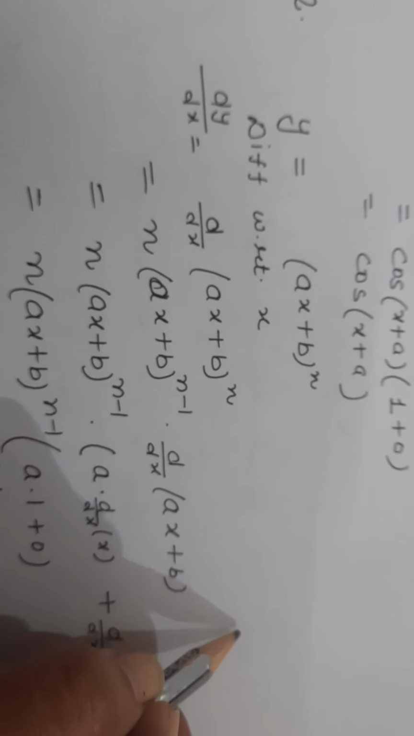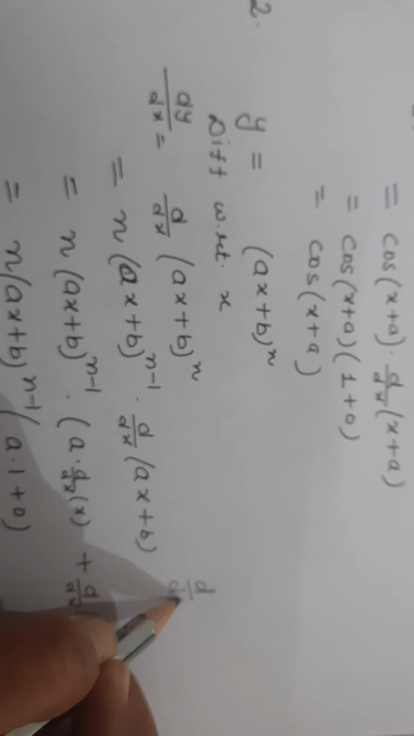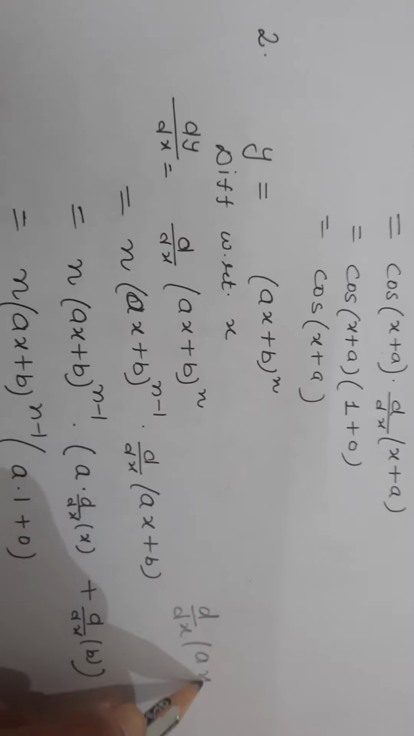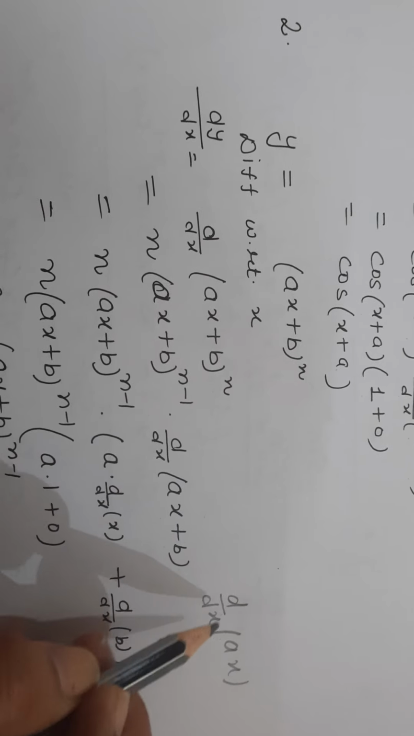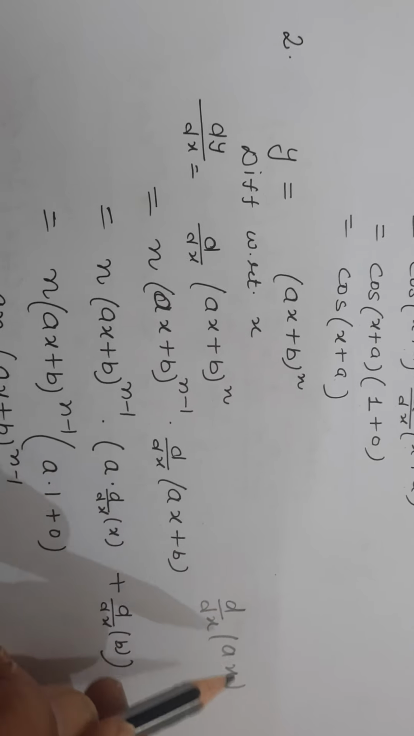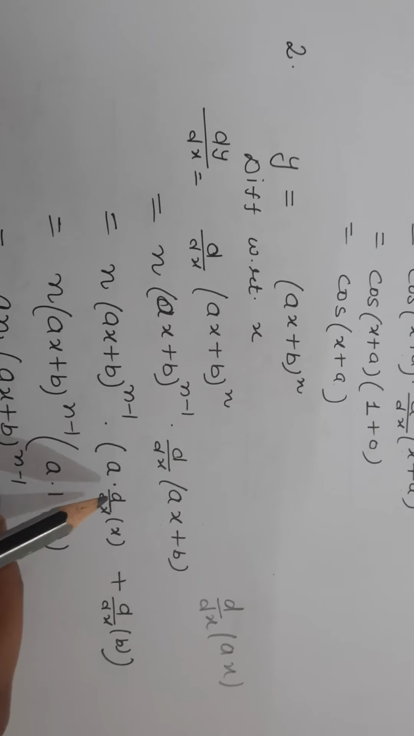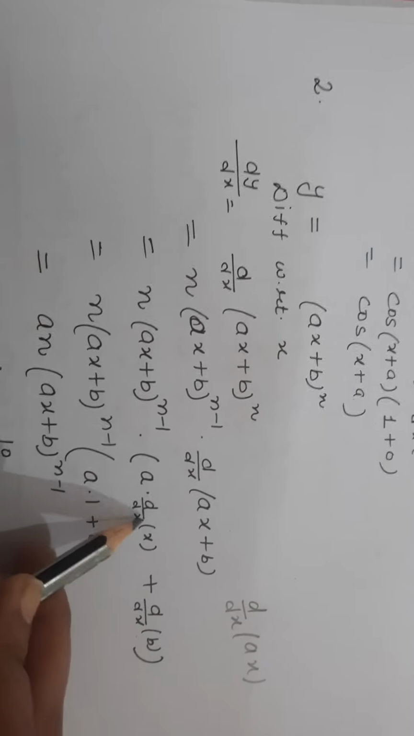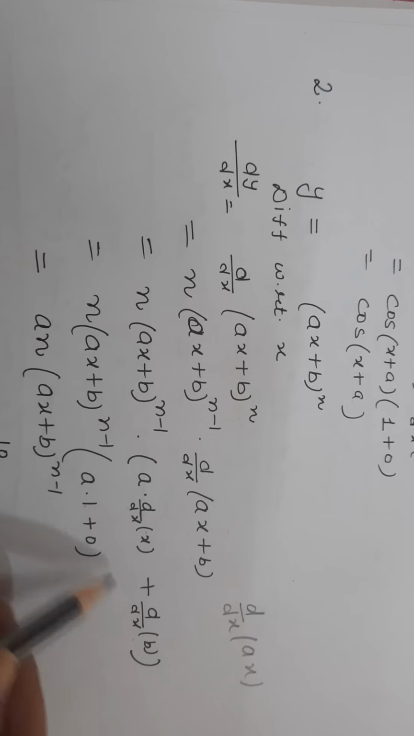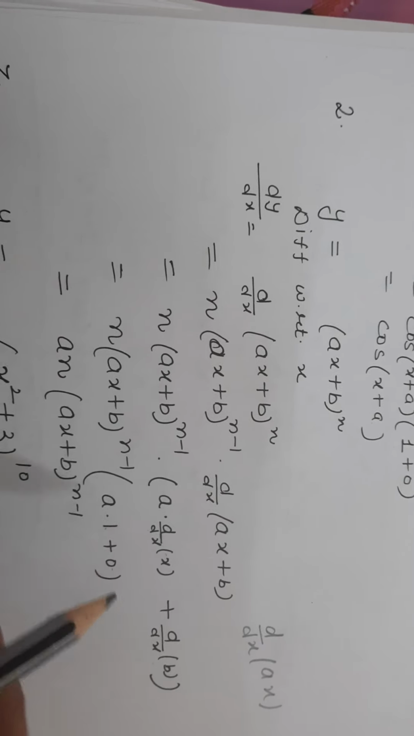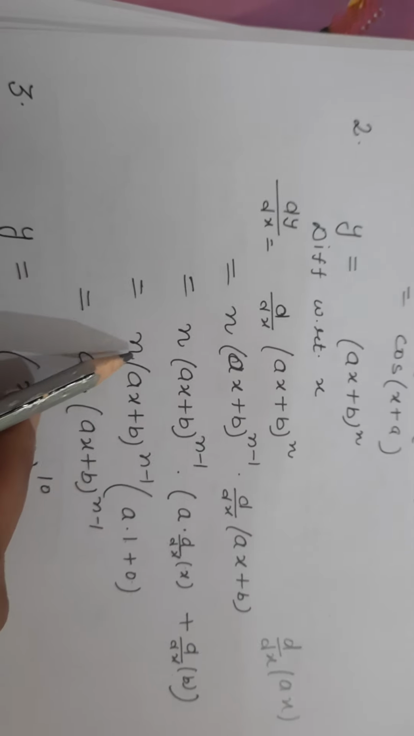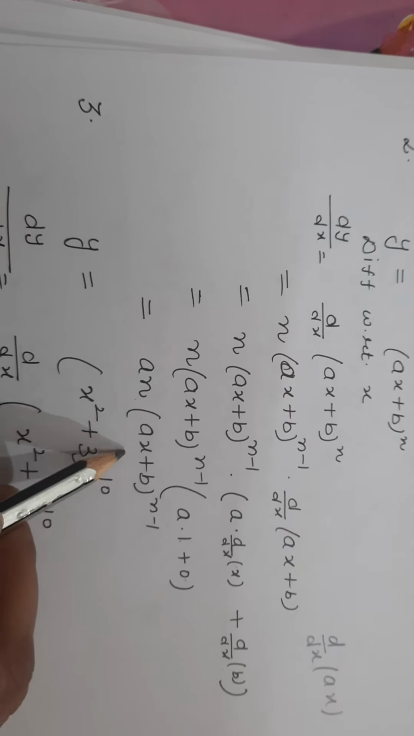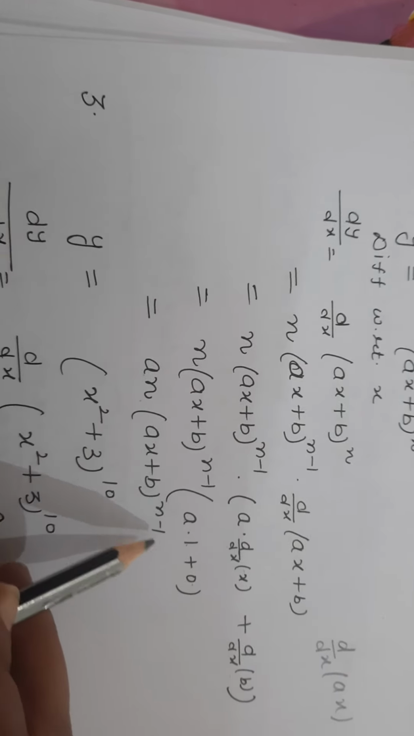Now further, the derivative of ax, the derivative of a into x: as a is a constant, you can take this a out of this derivative. So this is a into the derivative of x plus the derivative of this b. The derivative of x is 1 and b is a constant, so its derivative is 0. So your answer is a into 1 into n, that is, an into (ax plus b) whole power n minus 1.